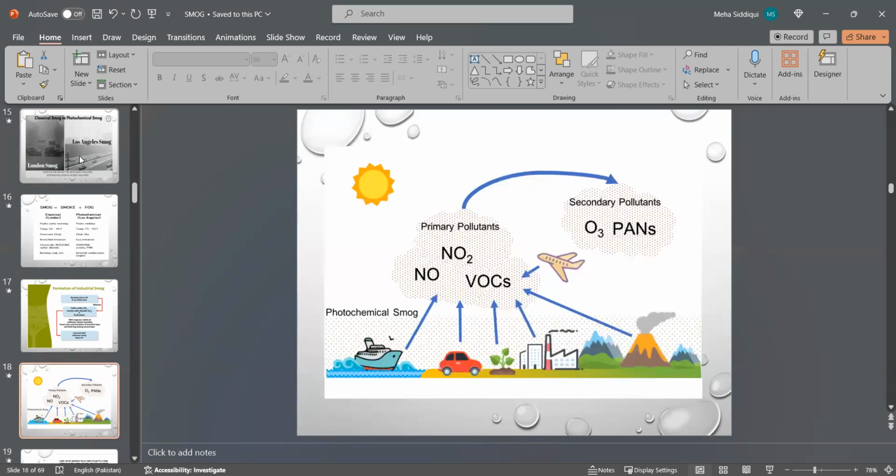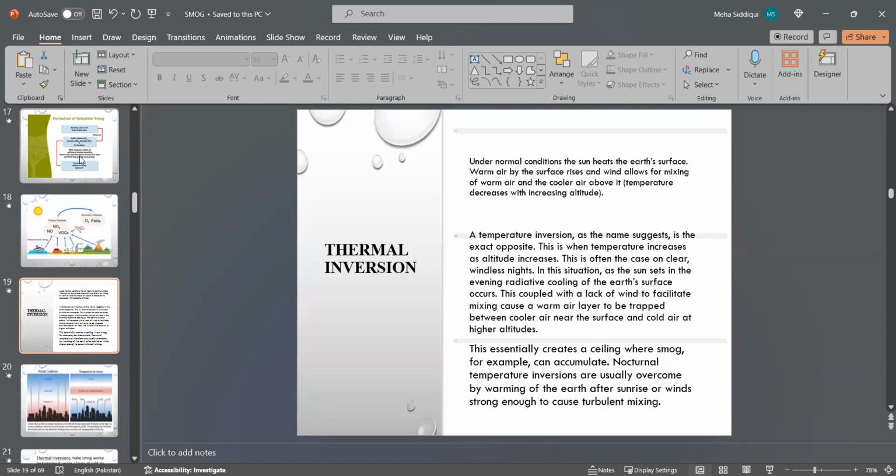And the other one, we can see that nitrogen oxide and volatile organic compounds serve as primary pollutants, and then they interact with secondary pollutants like ozone and PANs, and then they lead to the formation of smog.